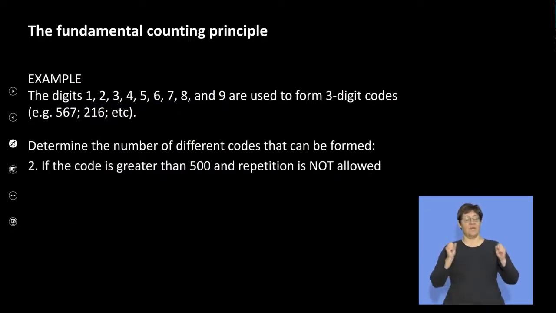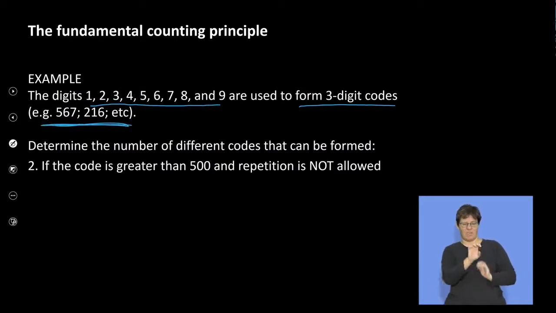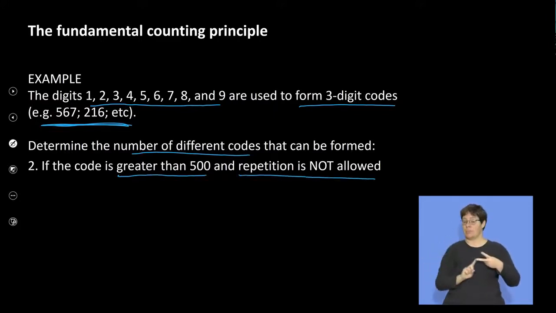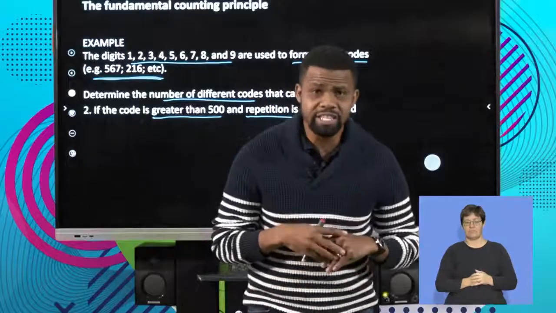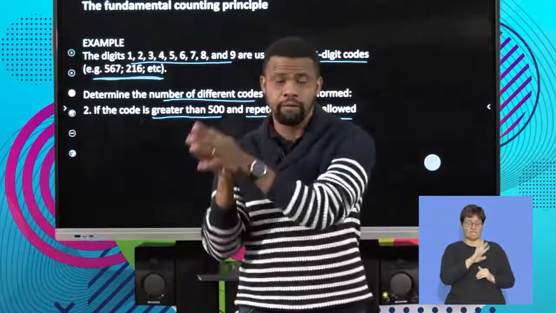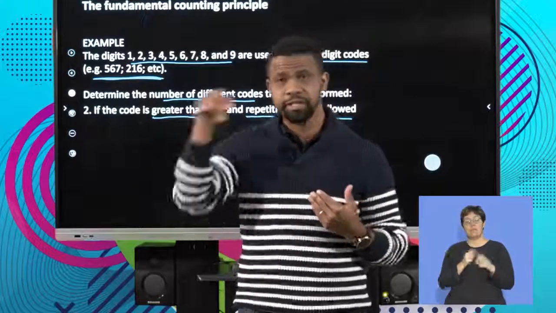Now let's look at our second question. The second question will still have to form a 3-digit code, and some restrictions are given to us. Let's read the question again. The digits 1 all the way to 9 are used to form a 3-digit code, and this is an example of a 3-digit code. Determine the number of different codes that can be formed if the code is greater than 500 and repetition is not allowed. So the restriction here is that our code has to be more than 500, but we cannot repeat the digits. Are we together?